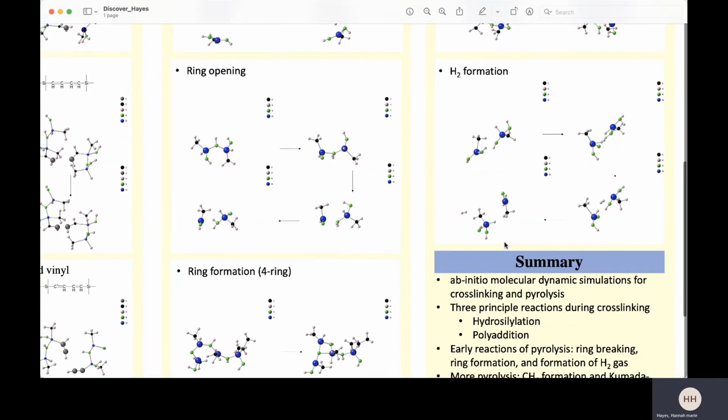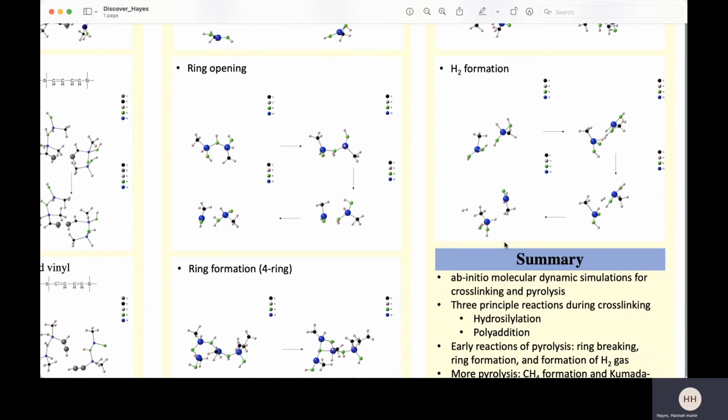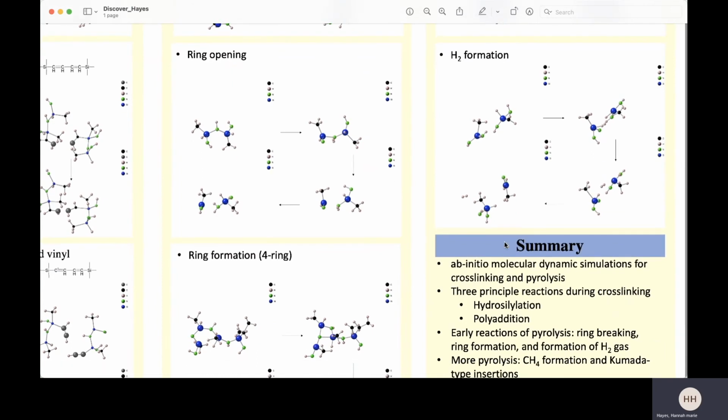The last reaction that we see currently is H2 formation. We see a hydrogen leaving a nitrogen and a silicon here, and H2 gas is being evolved from the system, which is a very common reaction known to happen during pyrolysis. So it was really interesting to see that through a computational method.